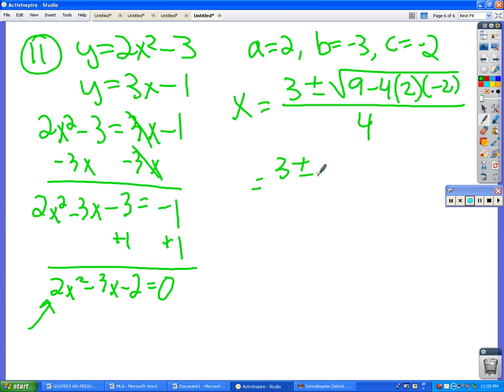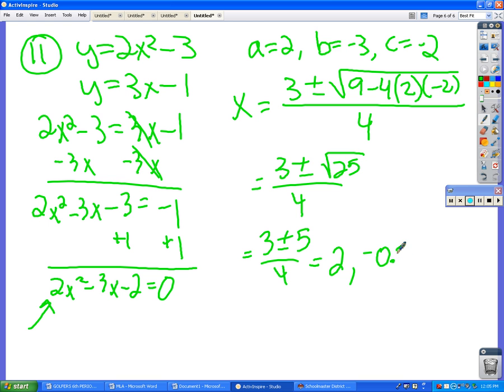Good. So 4 times 2 times 2 is 16. Like she said, that's a positive. So 9 plus 16 is 25. The square root of 25 is 5. Yeah, Jolena. So 3 plus 5 is 8. Divided by 4 is 2. 3 minus 5 is negative 2. Divided by 4 is negative 0.5.